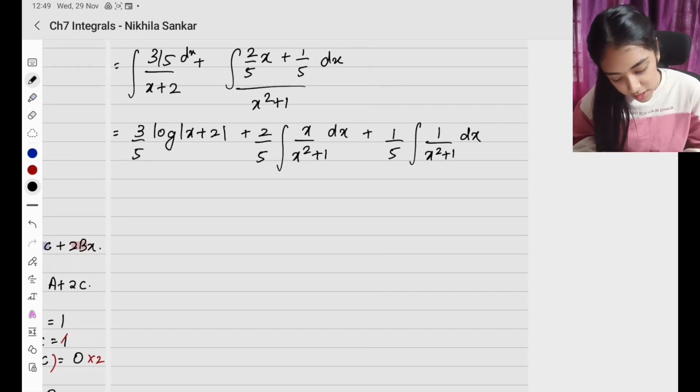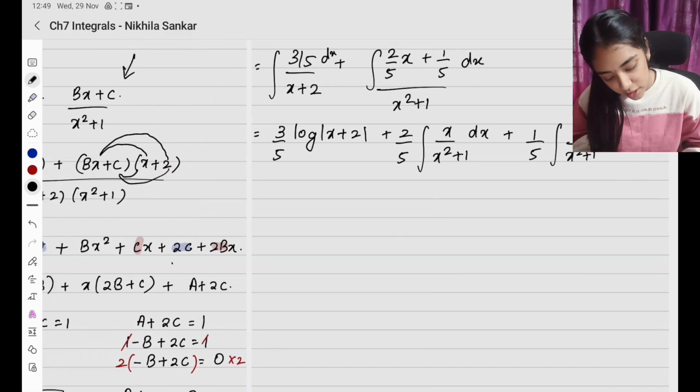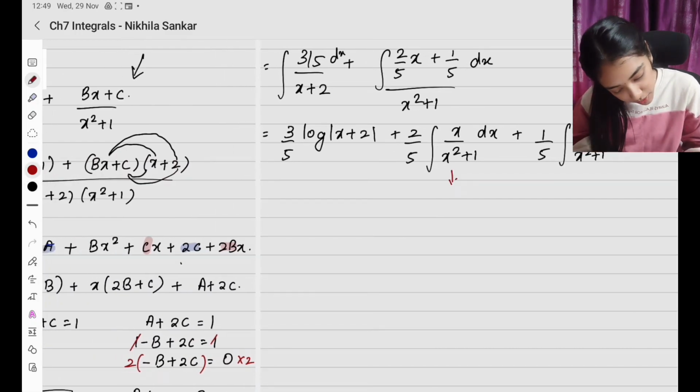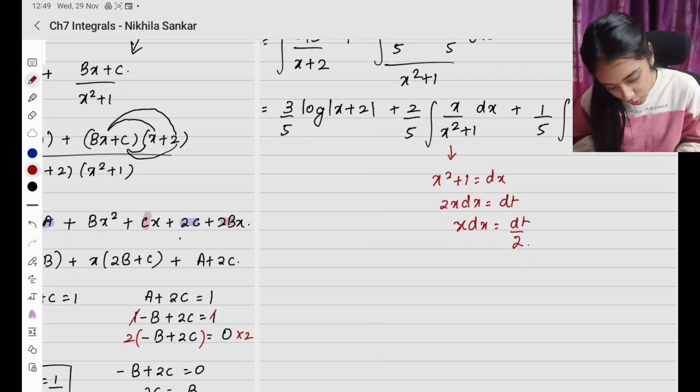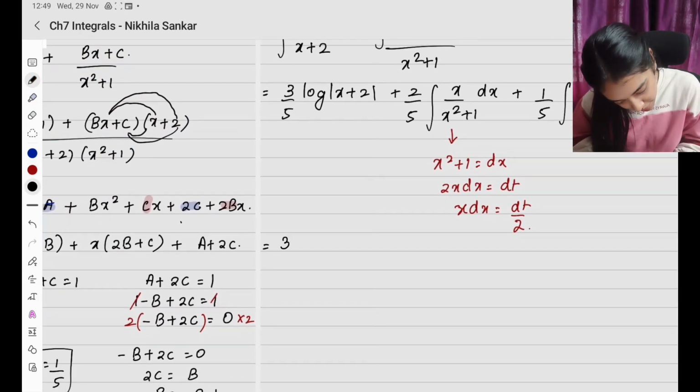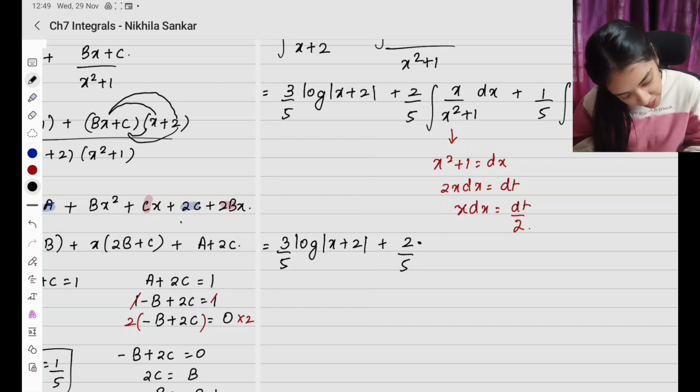If I split this way, the first term is already solved. What about the second term? I'm going to use the substitution method. So here, x square plus 1 equals t, 2x dx equals dt. I have x dx in the numerator, so I have dt divided by 2. Now what will the integral become? The first term is going to be 3 by 5 only. So 3 by 5 log mod x plus 2 plus 2 by 5 times dt by 2. So I take 1 by 2 outside. Integral dt divided by t.